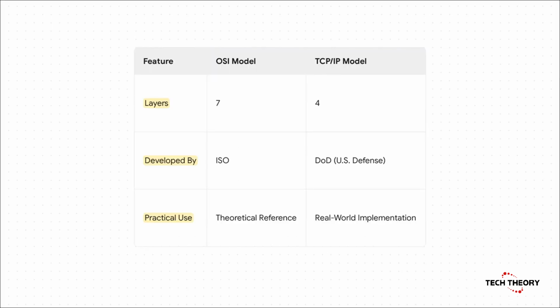And this really gets to the heart of it. The 7-layer OSI model is a fantastic reference, a great way to think about networking. But TCP/IP, the one born from the Department of Defense, was designed for the real world. It was meant to be implemented, to get its hands dirty, and that's exactly why it took over.